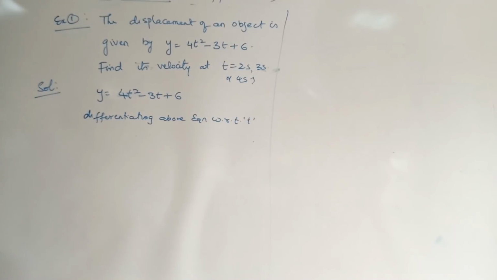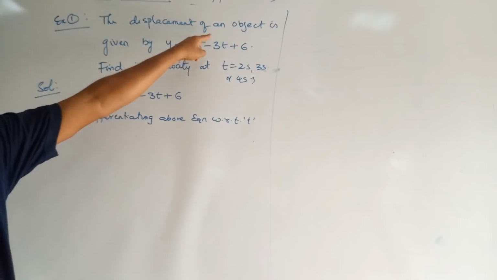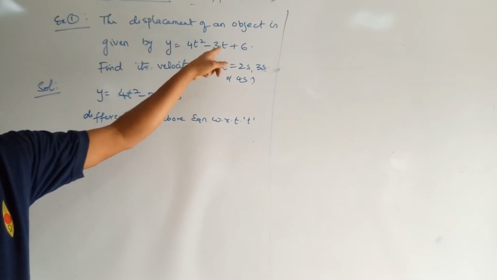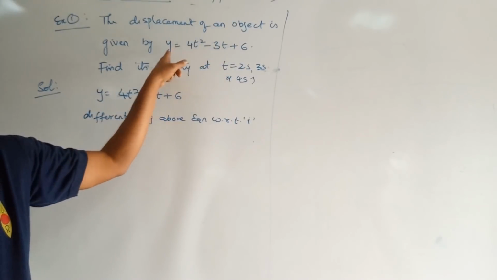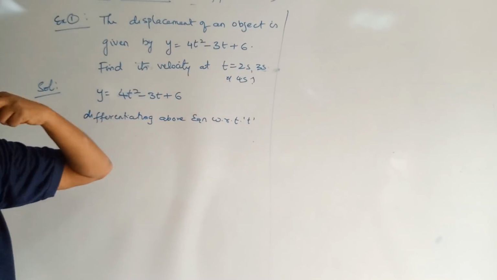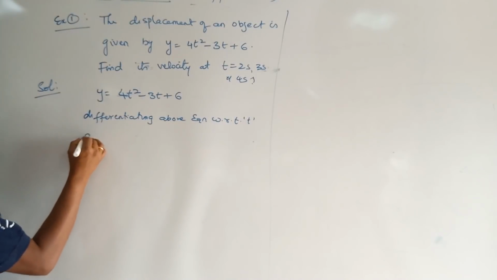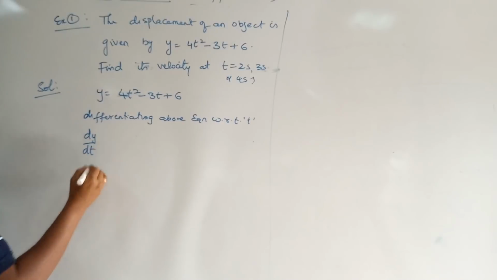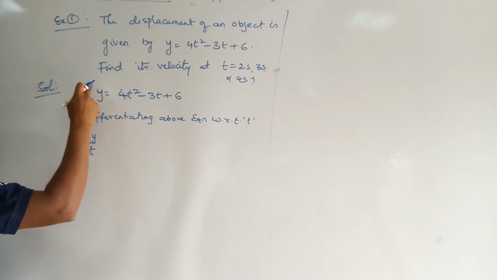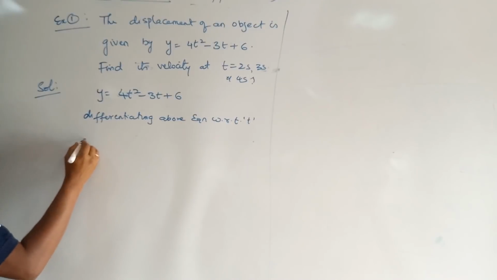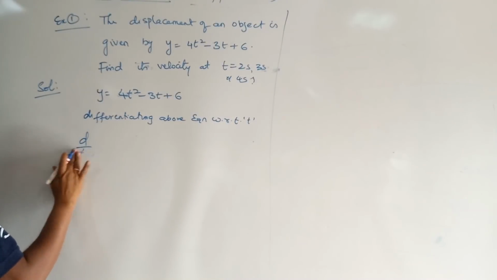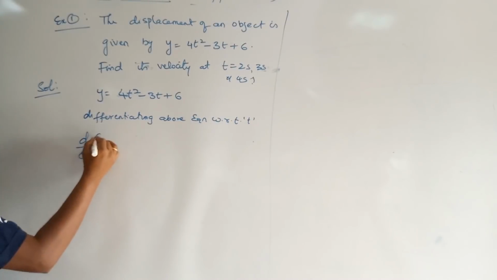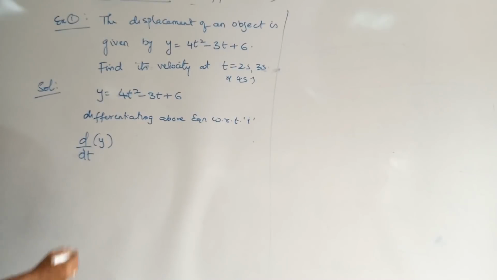Formulas are written for differentiating with respect to x, but here the parameter which is undergoing a change is time. y depends on t, so t is the variable. Accordingly, we differentiate this equation. How do we write it? dy/dt. Differentiation means you should apply d/dt, with respect to time. We said differentiation with respect to time gives us the instantaneous velocity, v instantaneous.